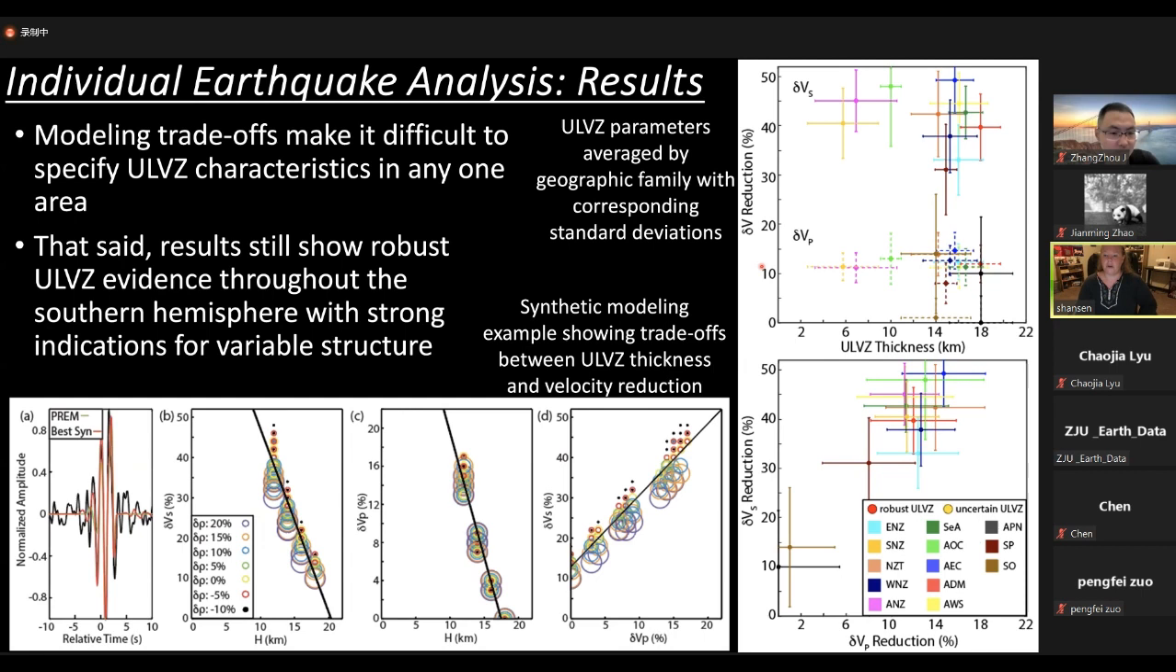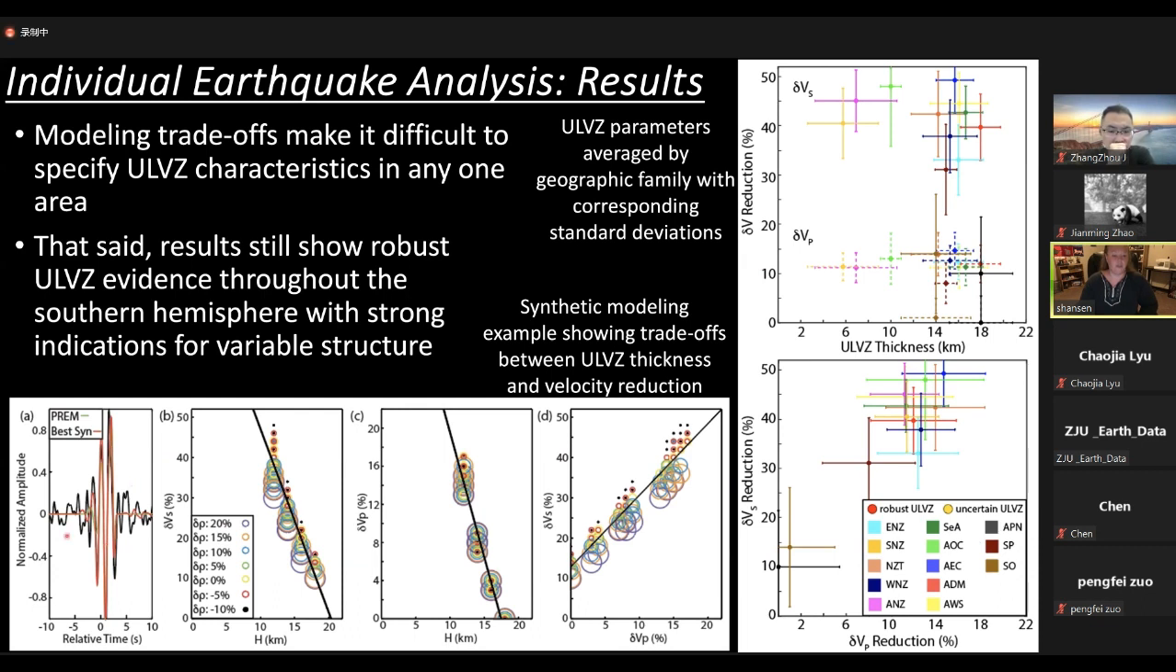So right away, yes, there is overlap with error, but even with that uncertainty, we are seeing evidence not only for ULVZ structure in our study area, but variability in that structure. Now, that said, we do have to acknowledge the fact that we have some issues with trade-offs in our modeling, and this is what's illustrated in the bottom image here.